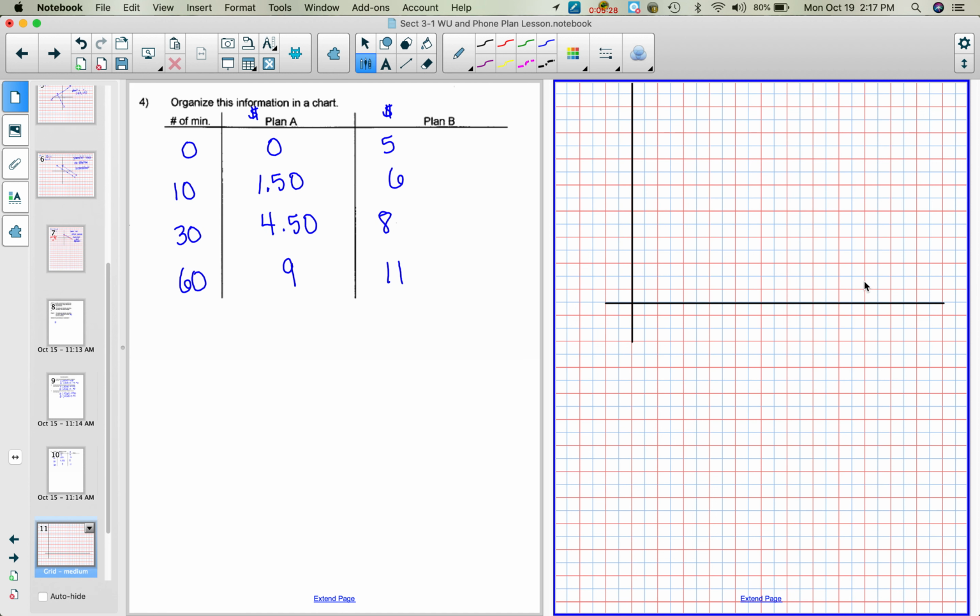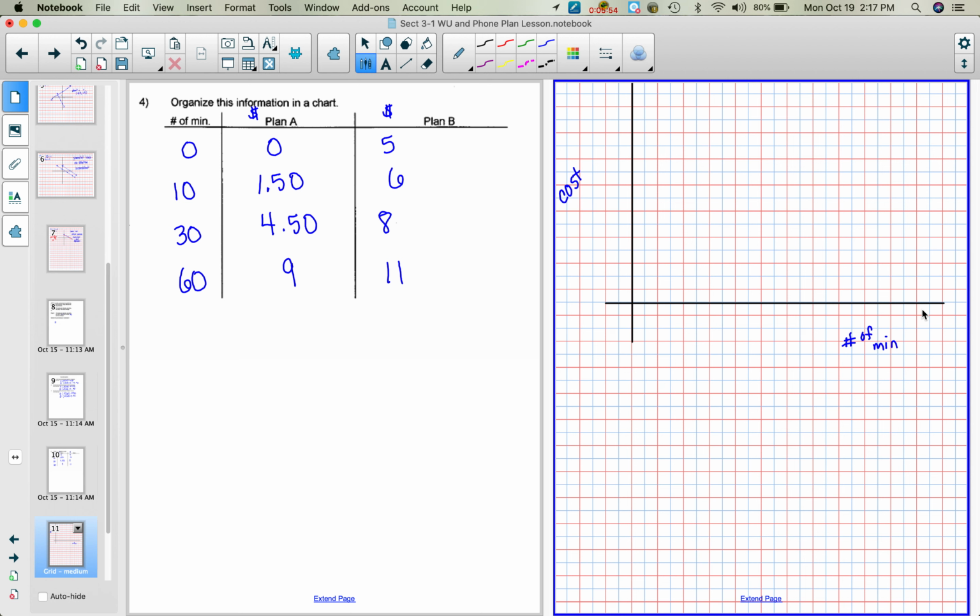So what we're going to do next is we're going to graph this situation. And so I'm going to use two different colors. I'll use blue for Plan A since I already have that one. And we're going to put the number of minutes on the x-axis, and we're going to put the cost of the plan on the y-axis.